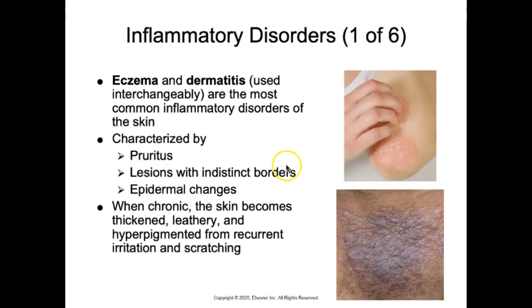So we'll start off with the inflammatory diseases, first on eczema and dermatitis, which are used interchangeably and are the most common inflammatory disorders of the skin. We see that people that have this disorder have pruritus, lesions that have indistinct borders, and some changes to their epidermis. And the lesions can vary. They can be erythema, papules, or even scales taking place on the skin. And if it gets chronic, then the skin becomes thick and leathery, which is kind of what we see over here. And it can be hyperpigmented, whether that is through the redness or it could be a darker shade as well.